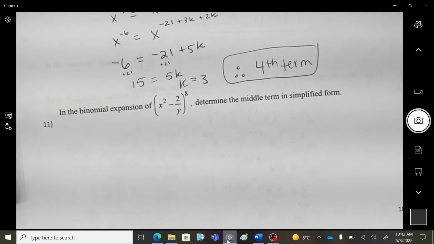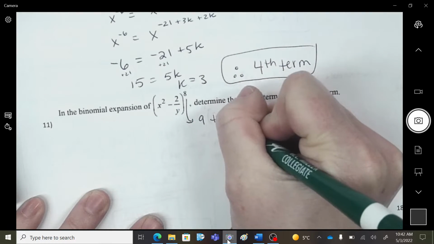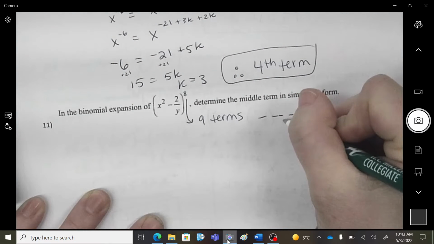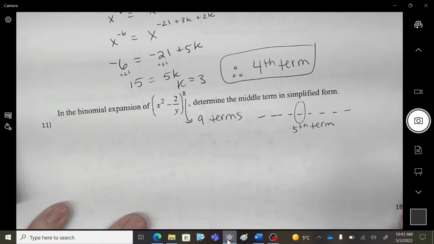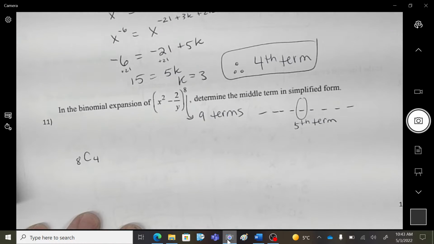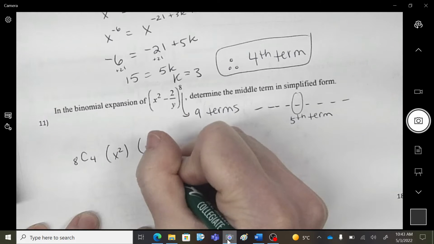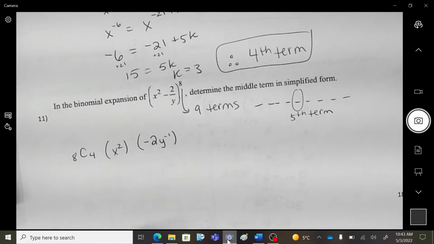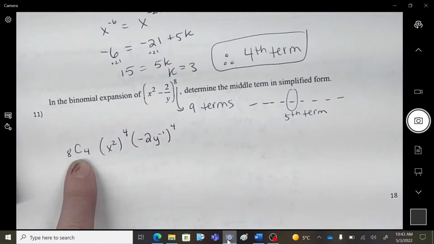In the binomial, determine the middle term. So there's going to be 9 terms. So that means the fifth term is right in the middle. Okay, so we're going to go 8 choose 4. And then x squared is the first unit. Negative 2 y to the negative 1 is the second unit.